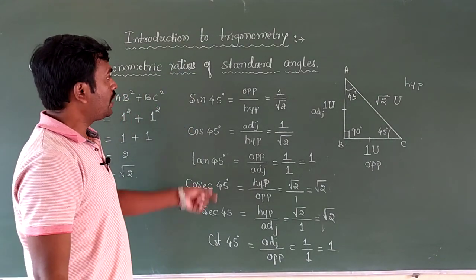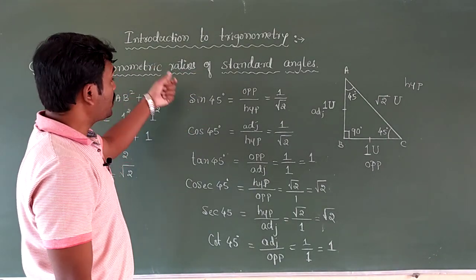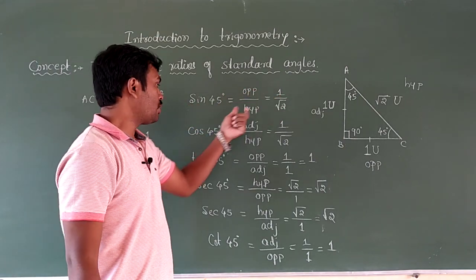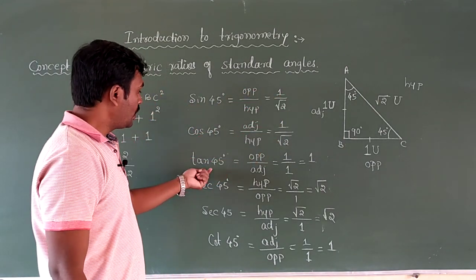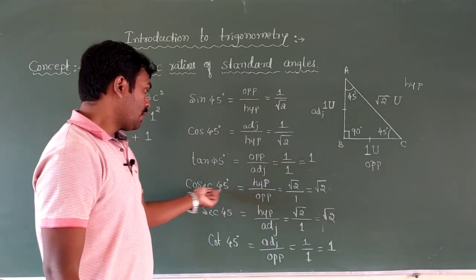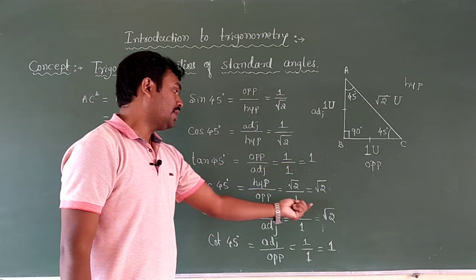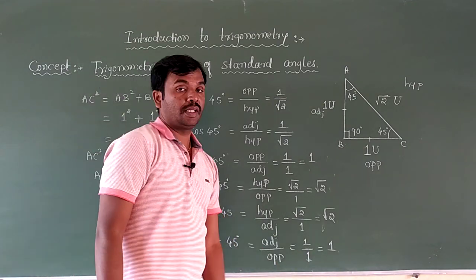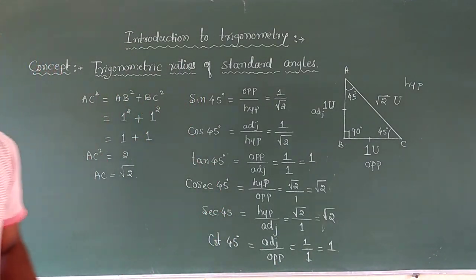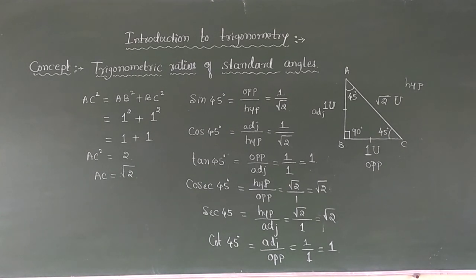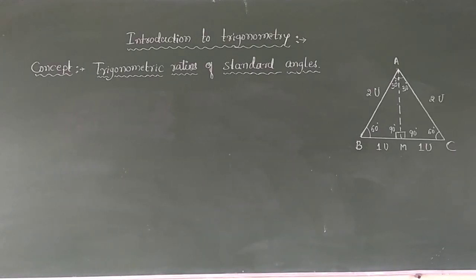So, in this way we can find the standard angles' trigonometric ratios. So, sin 45 is 1 by root 2, cos 45 is 1 by root 2, tan 45 is 1, cosec 45 is root 2, sec 45 is root 2, cot 45 is 1. So, these are the trigonometric ratios of standard angle 45. Let us discuss the trigonometric ratios of 30 degree and 60 degree, children.